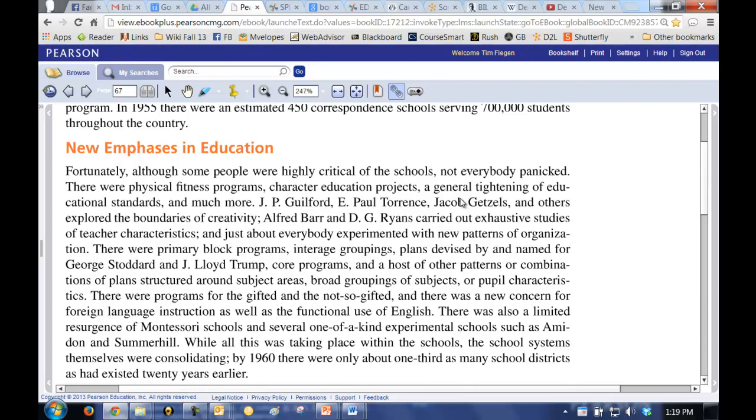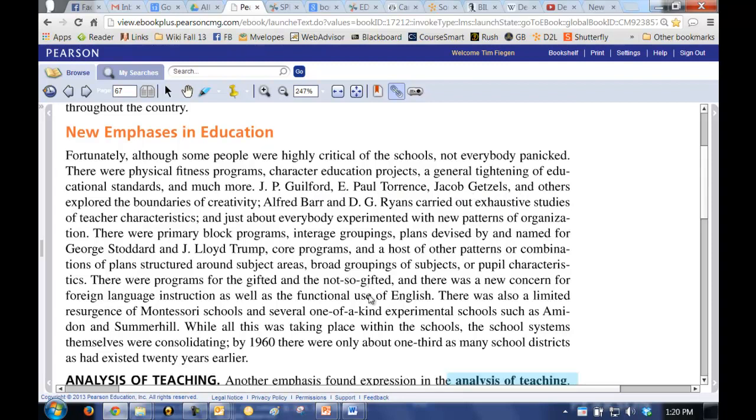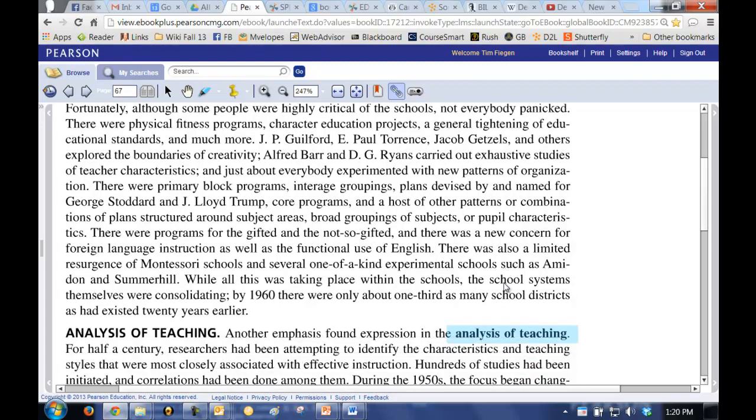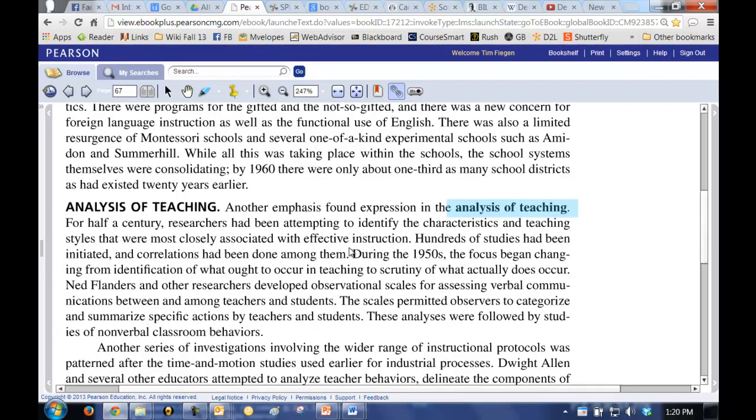Fortunately, although some people were highly critical of the schools, not everybody panicked. There were physical fitness programs, character education projects, general tightening of educational standards, and much more. Guilford, Torrance, and Getzels, and others explored the boundaries of creativity. Barr and Ryans carried on enthusiastic studies. There were block programs, integrated groupings, and plans devised by others. So first was the analysis of teaching.